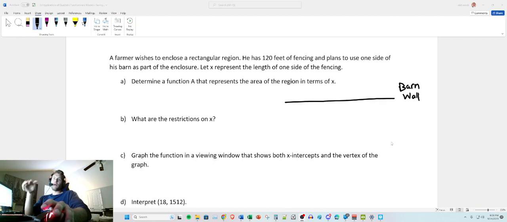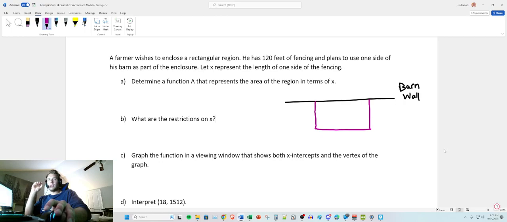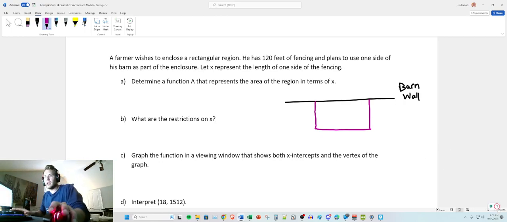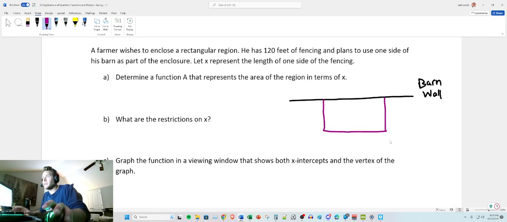So this is the barn wall. Let's just pretend that is the barn wall. And check it out. We are going to draw an imagined rectangular fence up against this wall. It's always important to draw out what you think it's asking you to show. Zoom in here. Okay, so we have this barn wall.